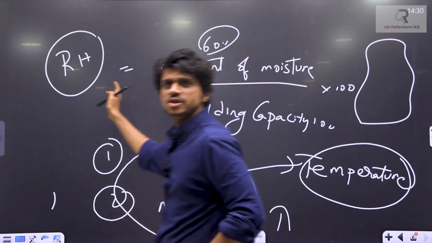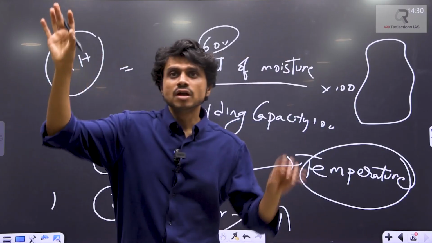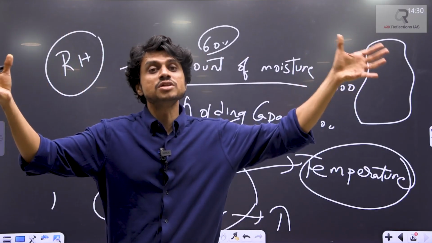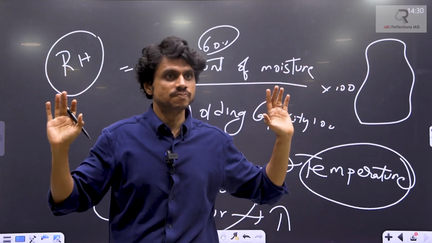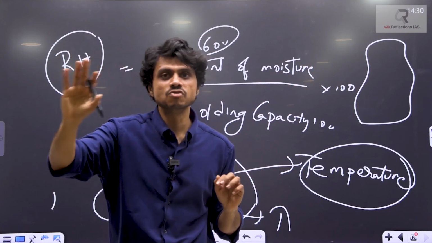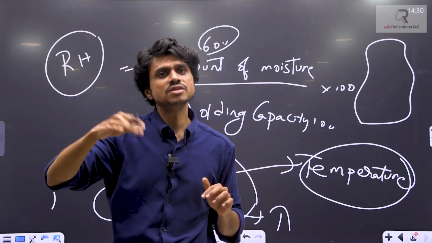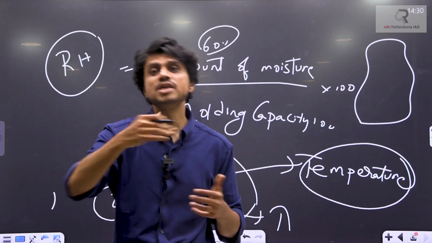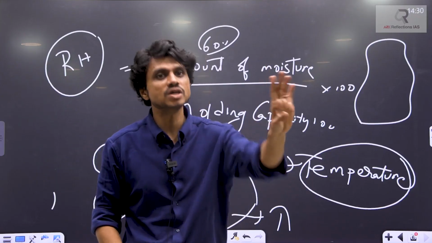So what is the concept of relative humidity? Whatever air is there, what is its moisture holding capacity? Now, when do you see rainfall or condensation? Not always rainfall. After condensation, there are various forms of precipitation and various forms of condensation. Cloud is one form of condensation.